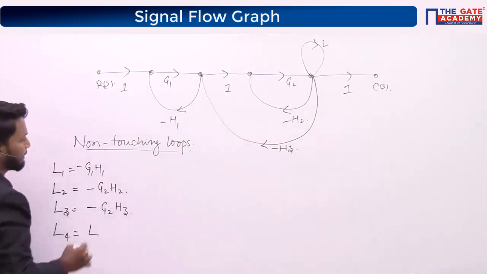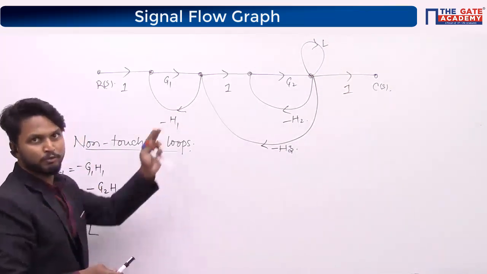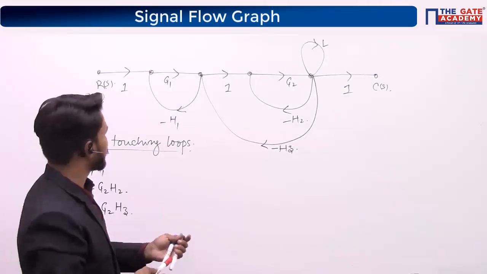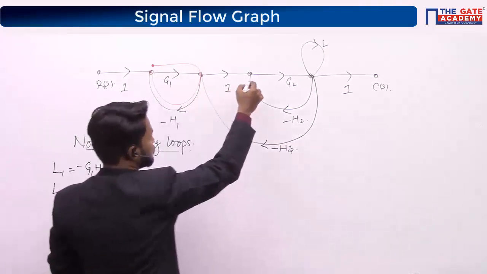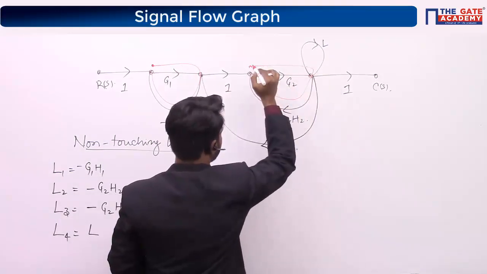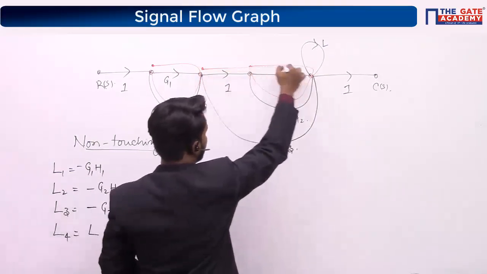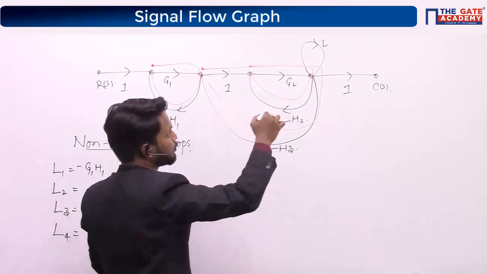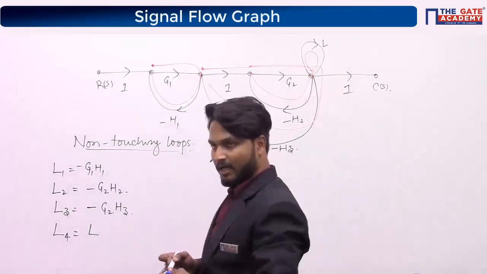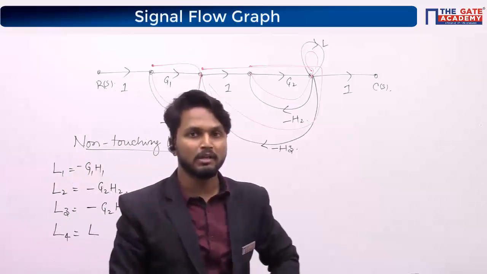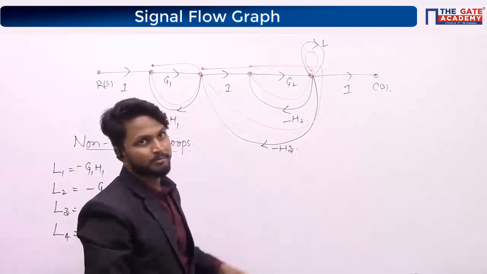L4 is L, right? How many loops do we have? We have 4 loops in total, right? Starting at this node and ending at this node, this is one loop. Second loop, starting at this node, ending at this node. Third loop, starting at this node and ending at this node. Fourth loop. We have 4 loops in this example, right?